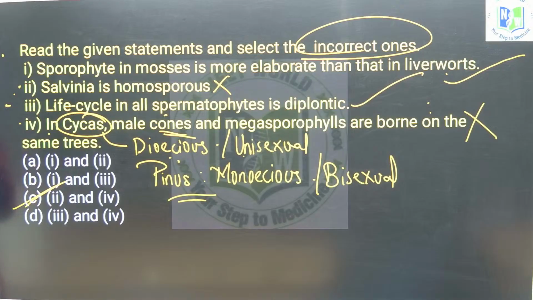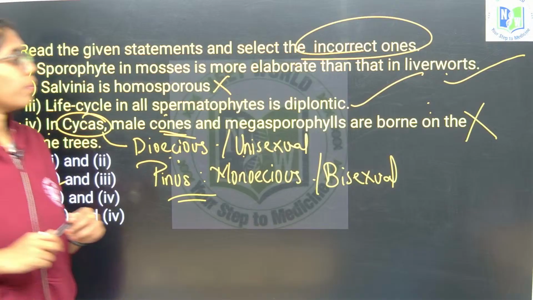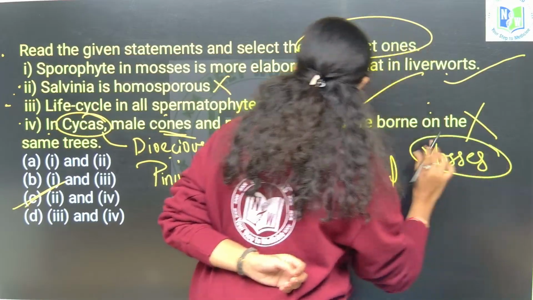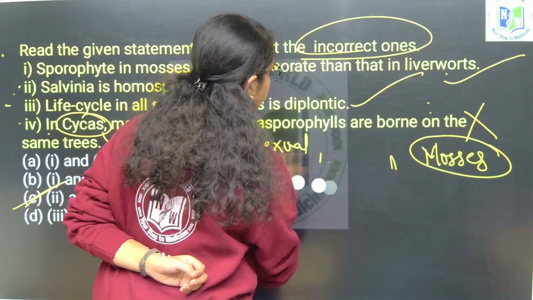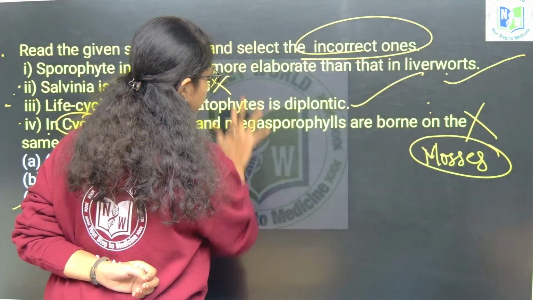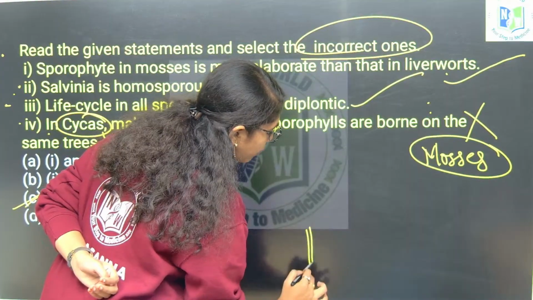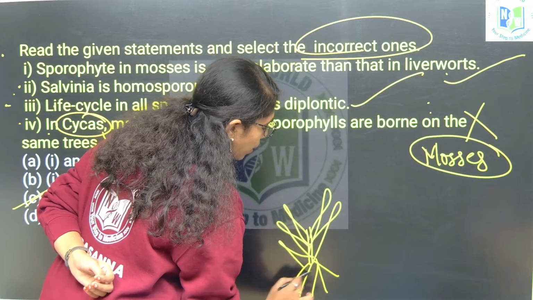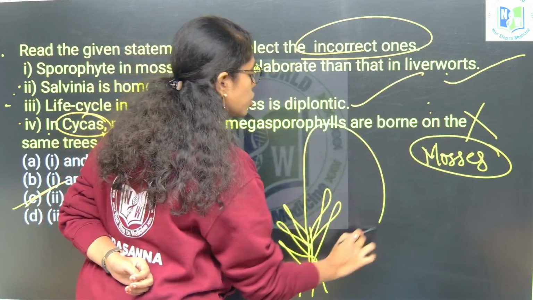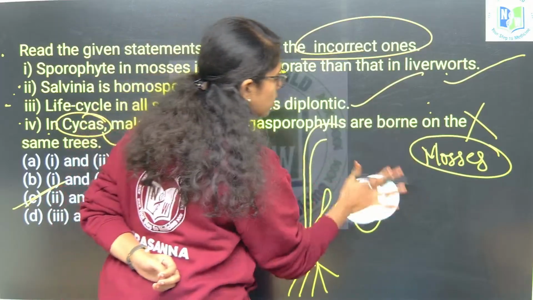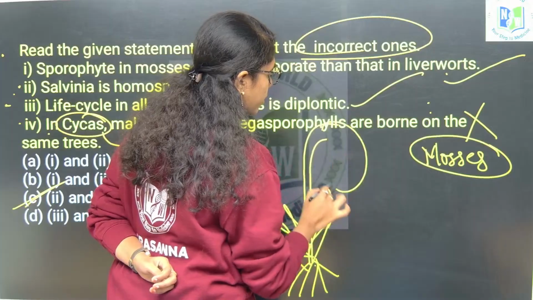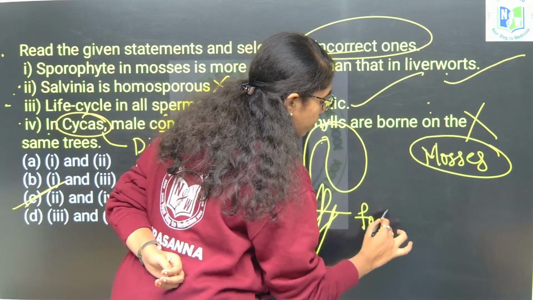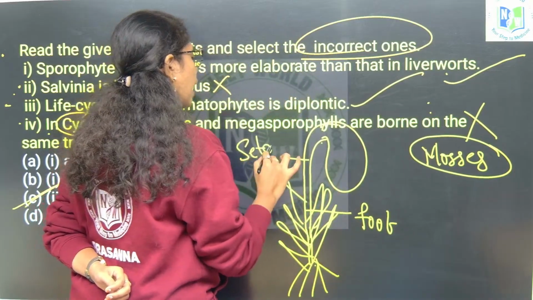What is the mechanism of spore dispersal in mosses? Listen here, ma, very nice question. In mosses, let us take the example of Funaria. Listen, Tanvir, carefully. Funaria will be having what? Rhizoids and leafy gametophytic structures. From these leafy gametophytic structures, the sporophyte will be evolved like this. This is the sporophyte. The sporophyte will be having foot, seta and capsule.